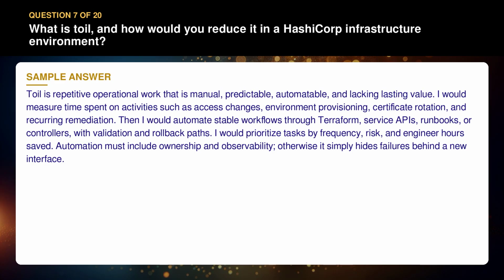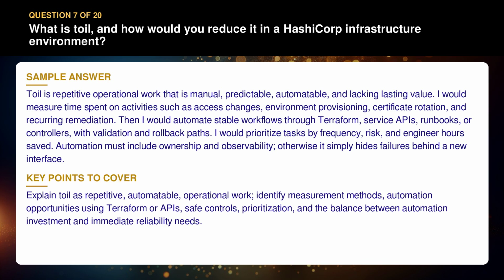I would prioritize tasks by frequency, risk, and engineer hours saved. Automation must include ownership and observability, otherwise it simply hides failures behind a new interface. Explain toil as repetitive, automatable, operational work. Identify measurement methods, automation opportunities using Terraform or APIs, safe controls, prioritization, and the balance between automation investment and immediate reliability needs.